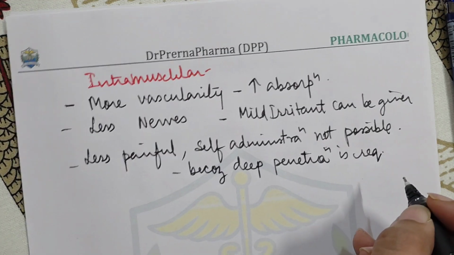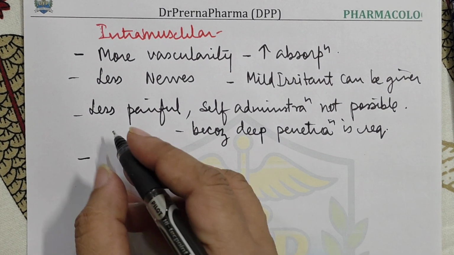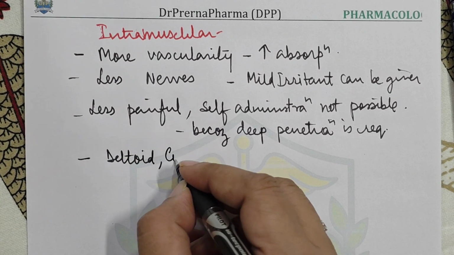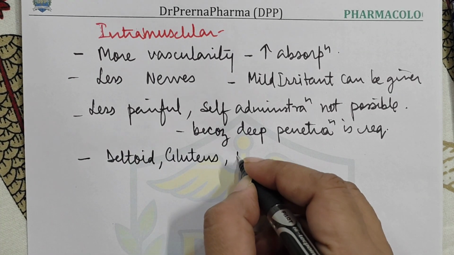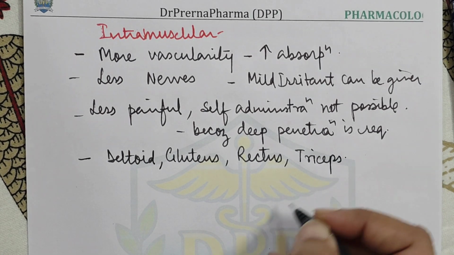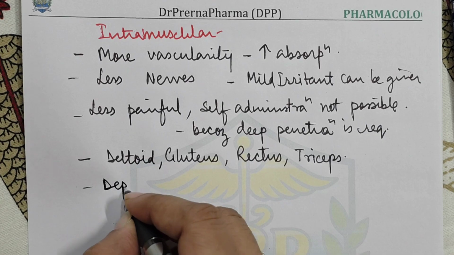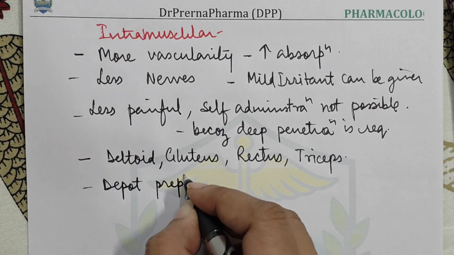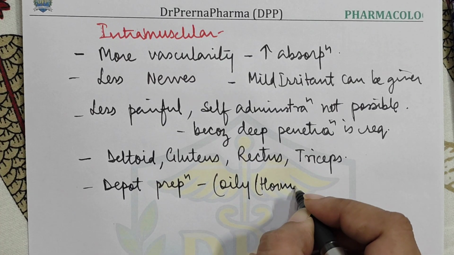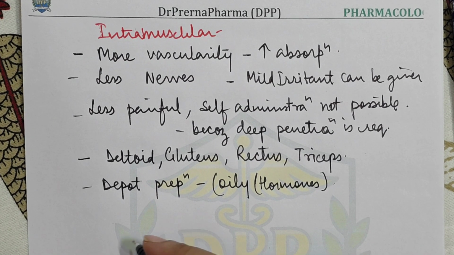Now, what are the areas where intramuscular injections can be given? It can be given in the deltoid, in the arm. It can be given in the gluteus maximus. It can be given in rectus femoris. It can also be given in triceps, right? So here we can also give depot preparations, and you can even give oily preparations. In oily we have some hormones which can be given as depot preparations.